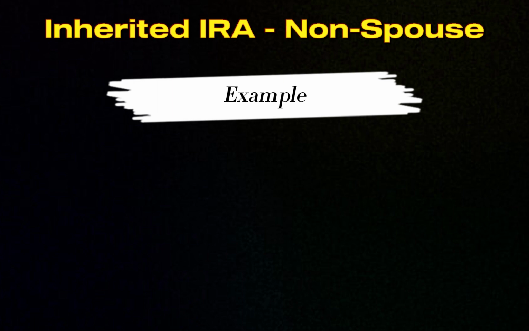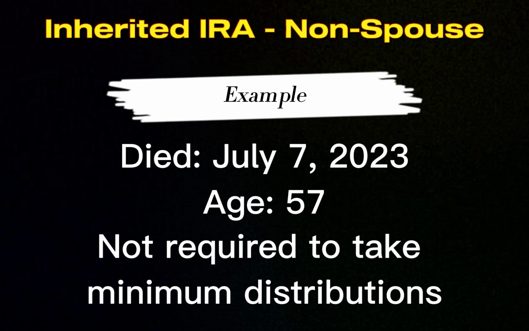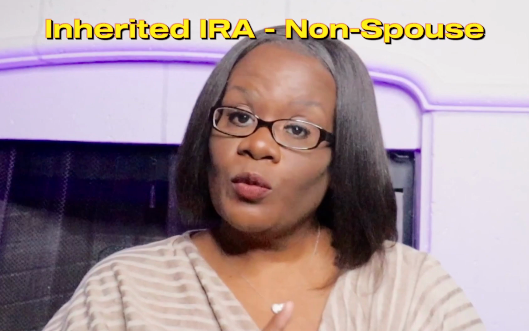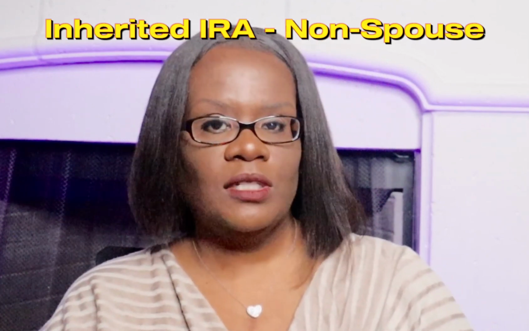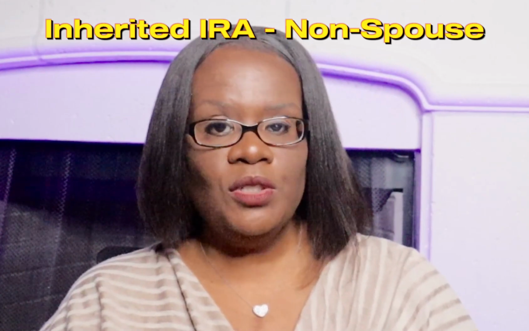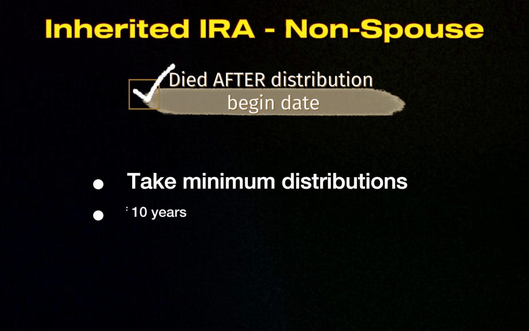Let's look at an example. Let's say that your dad died on July 7th, 2023 at the age of 57. Since your dad was only 57, he was not required to take distributions. Since your dad didn't have to take distributions, you don't have to take distributions. Just make sure that you empty the account by December 31st, 2033. In this situation, you are allowed but not required to take distributions prior to the deadline date. Now, if the original account owner was required to take distributions, you will also have to continue to take distributions each year during the 10-year period.